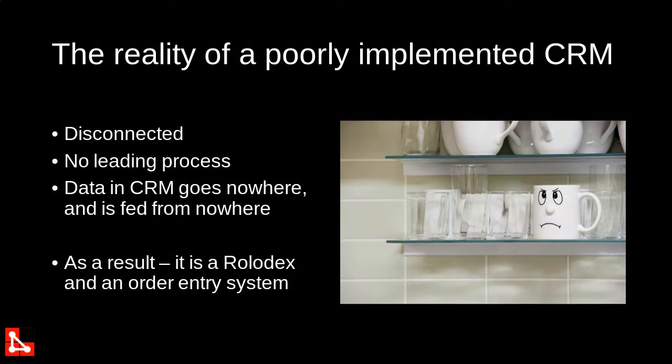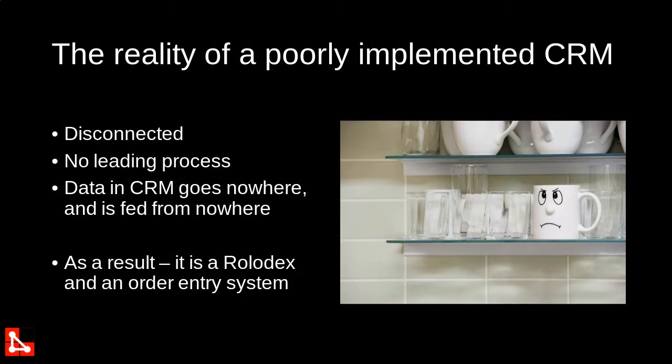The data in CRM goes nowhere, and it is fed from nowhere. So if we're lucky, the data from CRM actually feeds your accounting system, but it actually should go through your entire organization, and everything that is in your organization should feed into CRM. So as a result, we end up with a Rolodex.